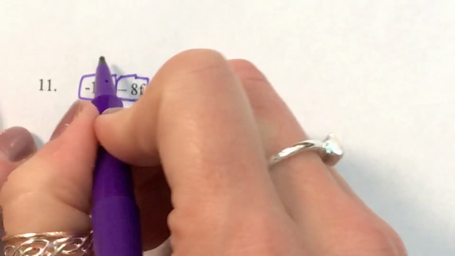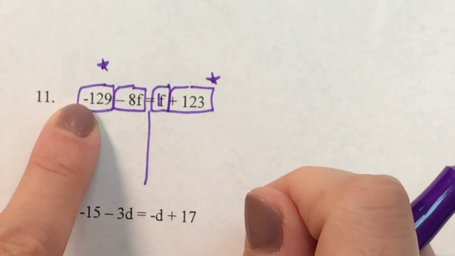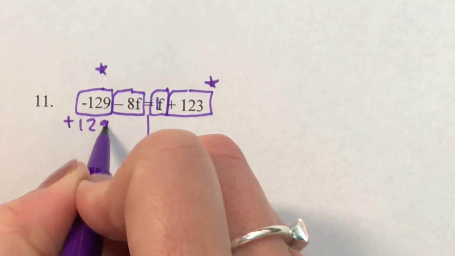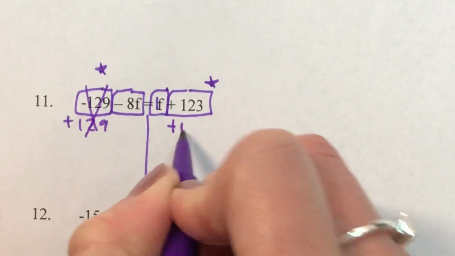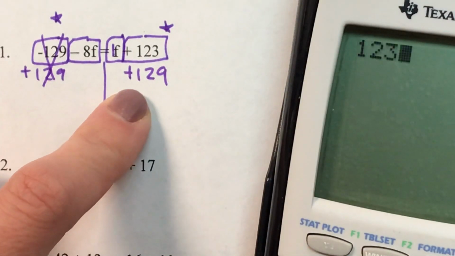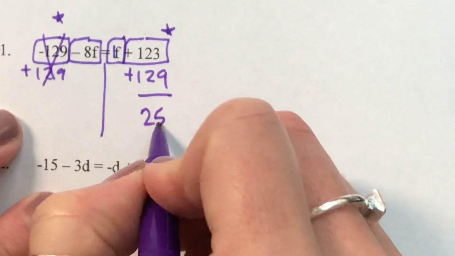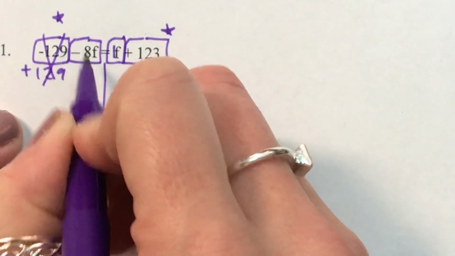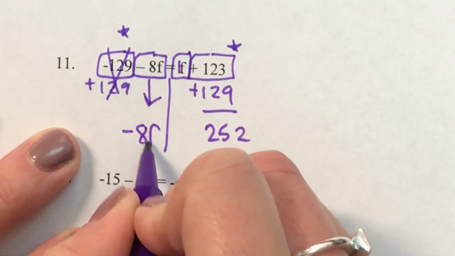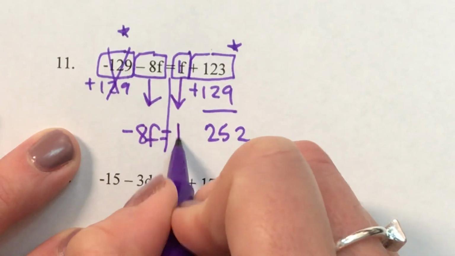We want to move one of these two numbers first. The easier one to move is going to be the negative because I'm just going to get to add it. So let's add 129, cancels it out. Add 129. 123 plus 129 is 252. And now I need to bring everything else down. That canceled out, so the only thing left over here is negative 8f equals, and then I've got 1f.